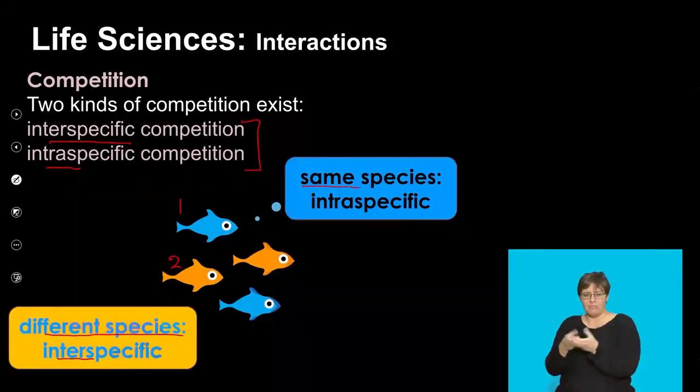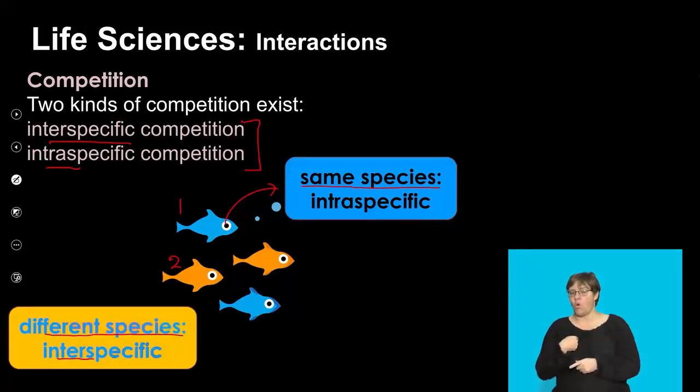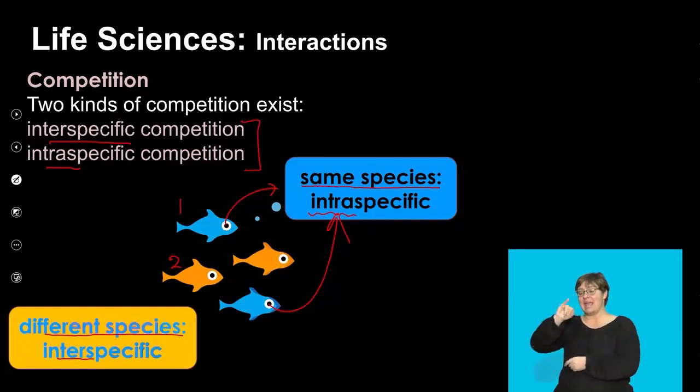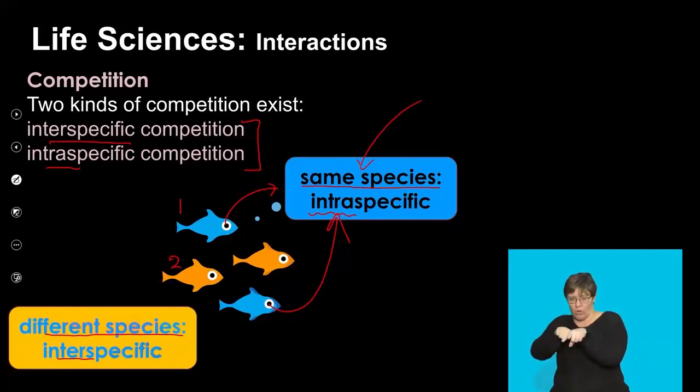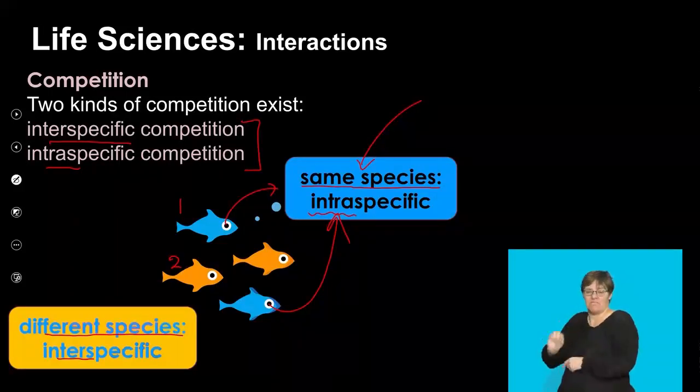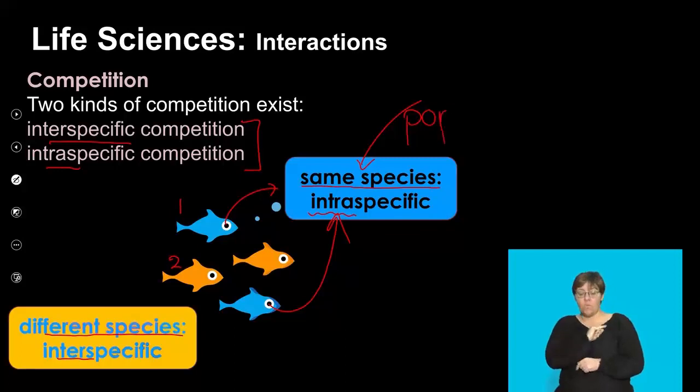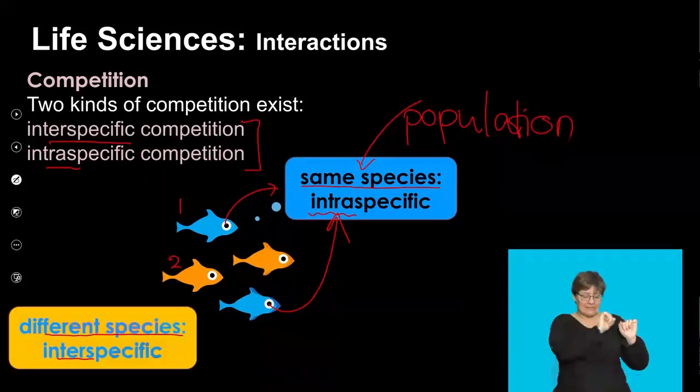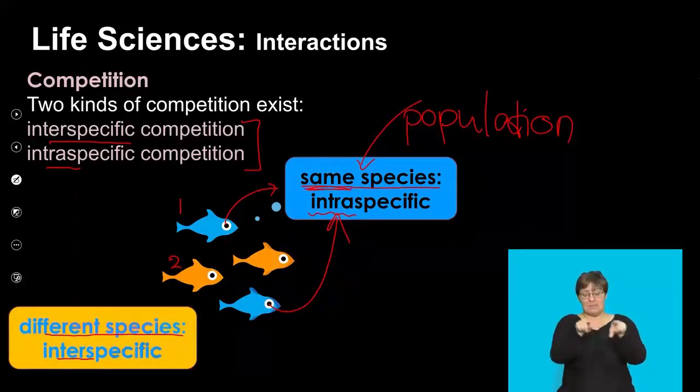But there's another kind of competition. We could have members of the same species maybe competing for mates. And in this case, it's called intraspecific competition. So that's within one species. And so we're going to see that same species competing is going to be within a population, because a population consists of organisms of the same species.